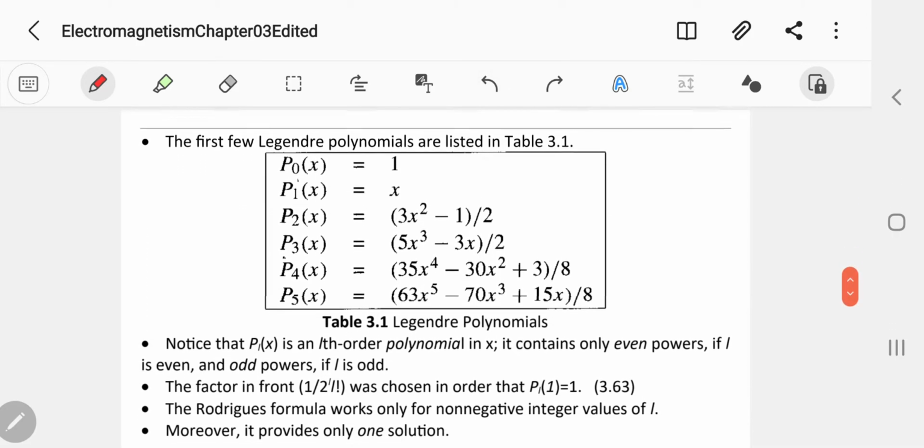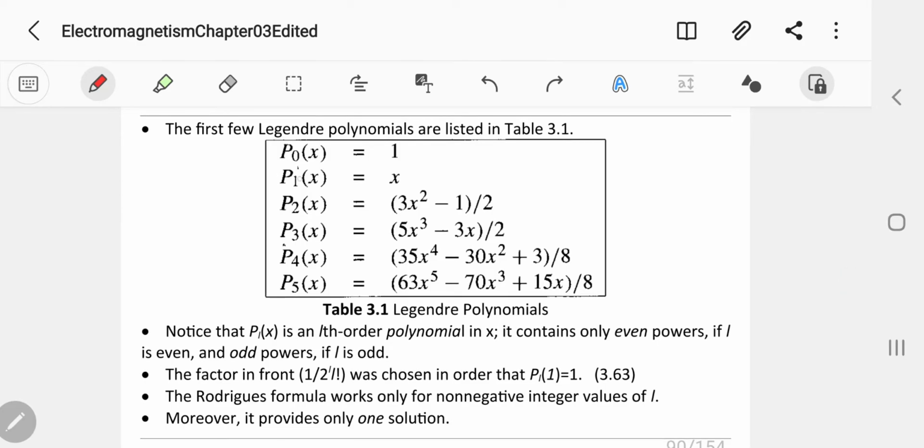These are the first few Legendre polynomials. P0 of x will just be 1. This one is P1 of cosine theta equal to cosine theta. You can change cosine theta with x, or x with cosine theta, I mean. Here they are listed up to P5. Here the factor in front, 1 over 2 to the L times L factorial, was chosen so that P_L of 1 is equal to 1.